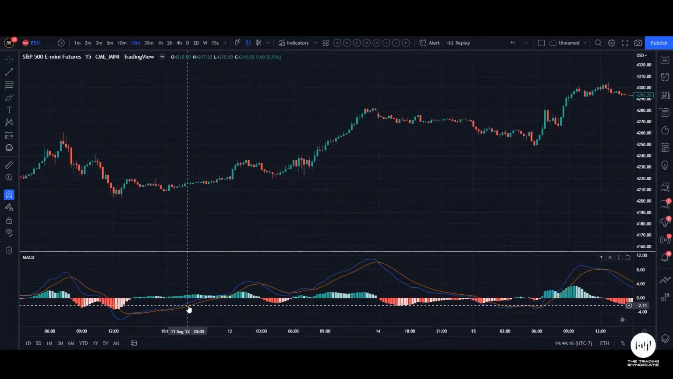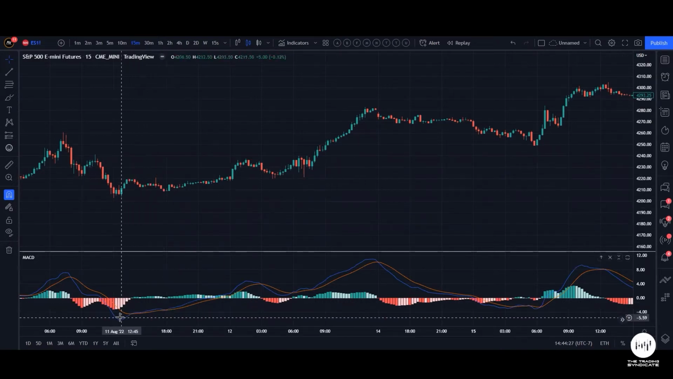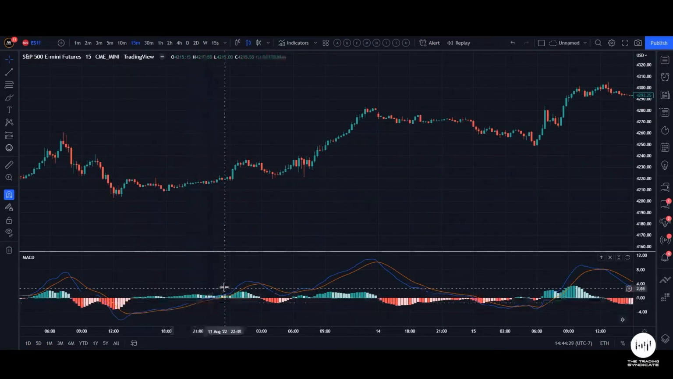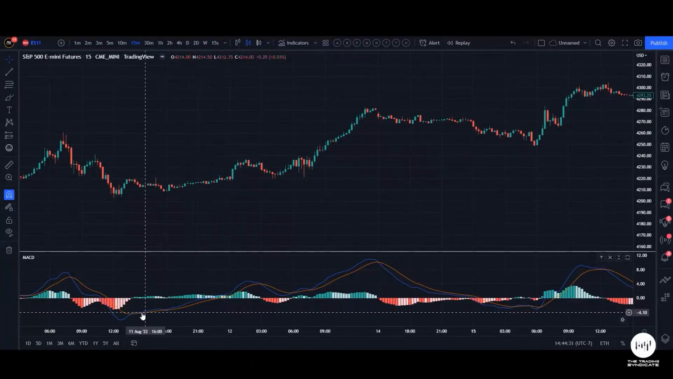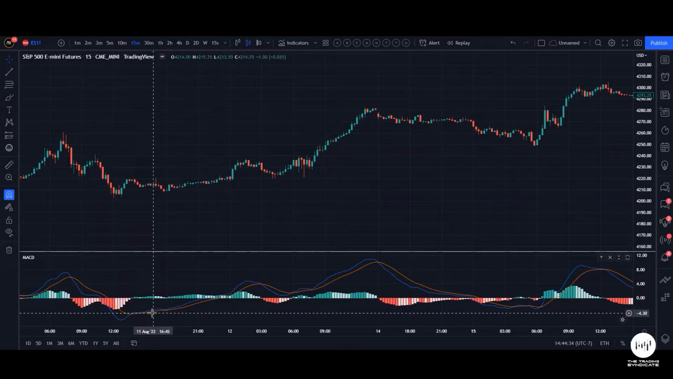So, first off, we have two oscillating lines. We have a blue line and an orange line. The blue line can be associated with the movement of the stock itself, and we will refer to the blue line as the MACD line. On the other hand, we also have an orange line, and the orange line can be thought of as a signal line. So what does this mean?